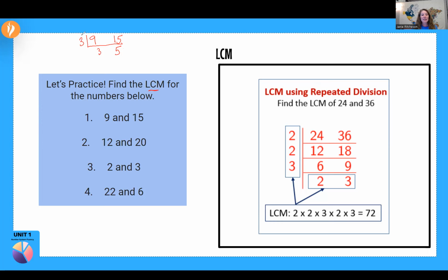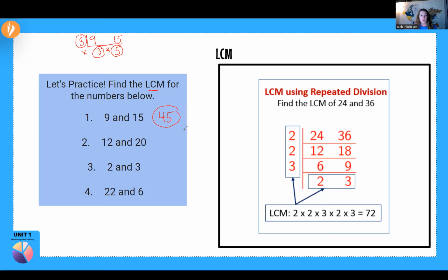And what we do is we take our 3 and we multiply it by the 2 numbers left on the bottom row. Okay, so 3 times 3 is 9, and 9 times 5 is 45. So if I listed out the first several multiples of 5 and the first several multiples of 15, the smallest number that they both have in common is 45.